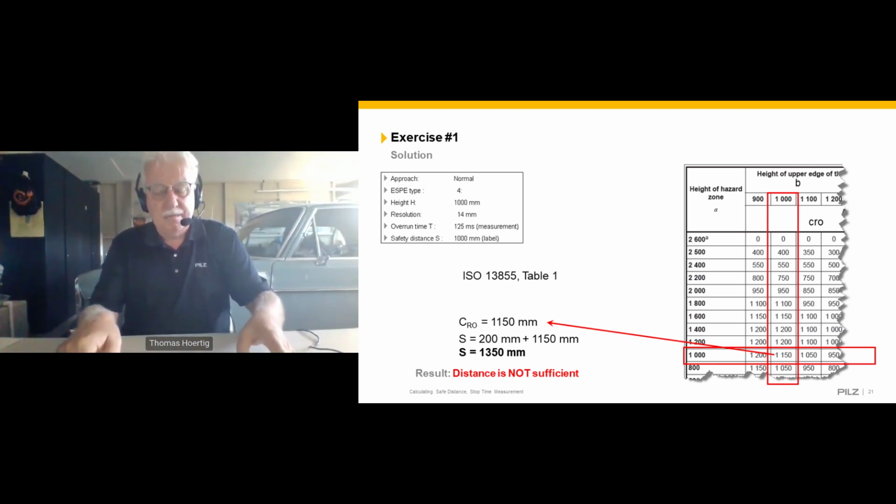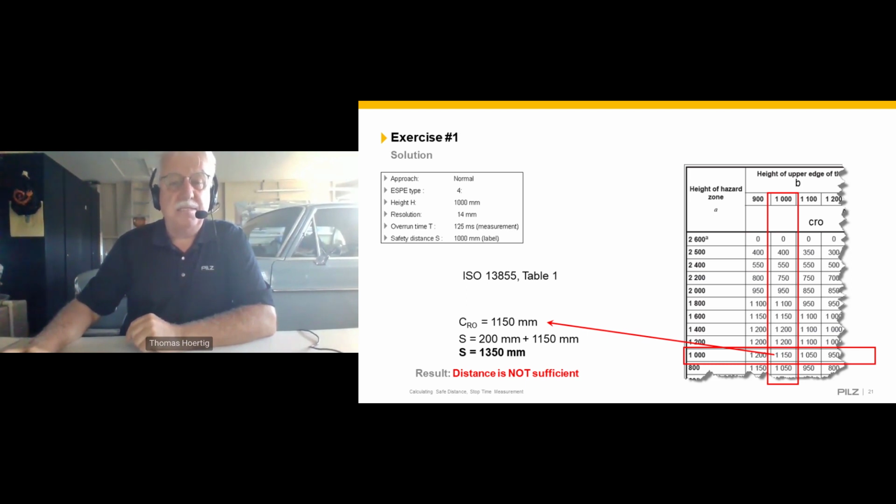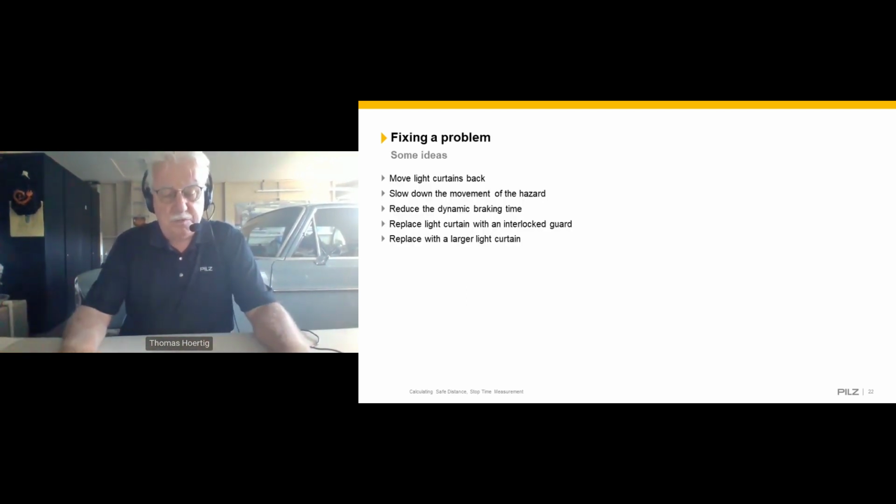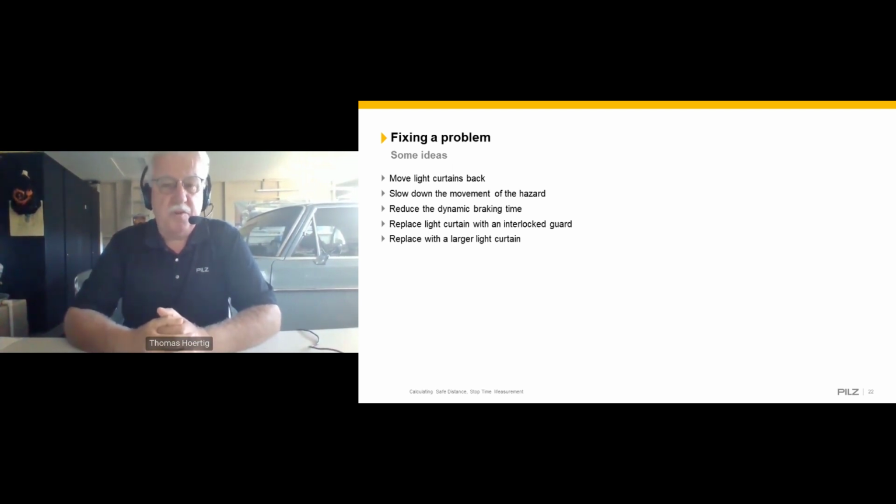So what can be done in some cases? How to address the problem? There might be some ideas. You can move the light curtains further back. The further back, the reach is not possible if you keep further away. But real estate is definitely important. But also, you have to make sure that you cannot stand behind a light curtain, or reach around a light curtain without being detected. So, moving the light curtain back has limited use.